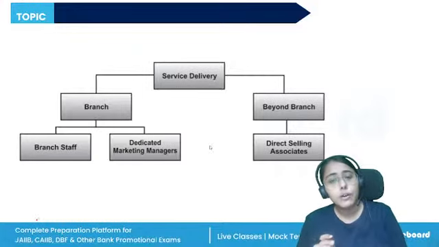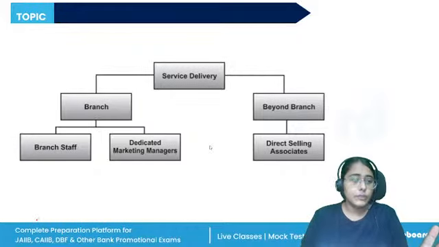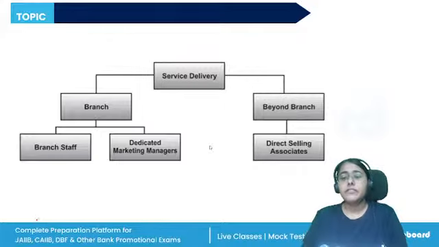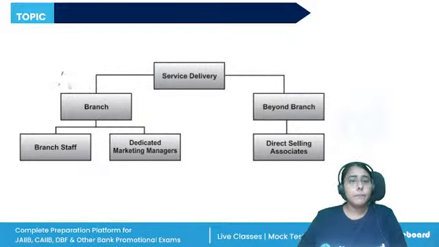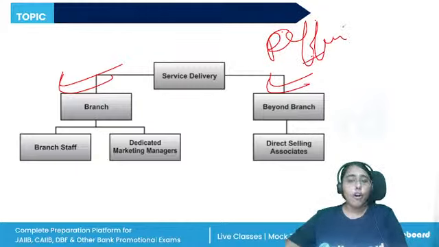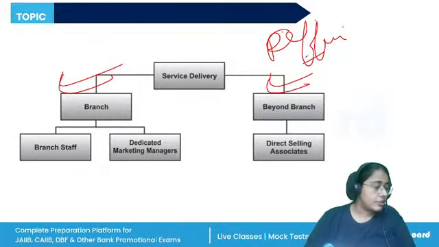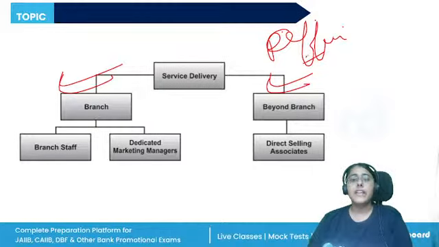That is all about the delivery channels of the unit 18. Next, we have the delivery models. The unit 19, service delivery models can be through the branch and beyond branch. We are now talking about the offline delivery. Offline delivery can be made through the branch. In the branch, we have the branch staff and the dedicated marketing managers. And beyond branch, we have the direct selling associate.